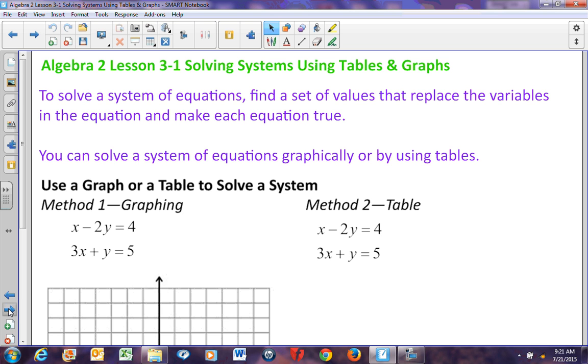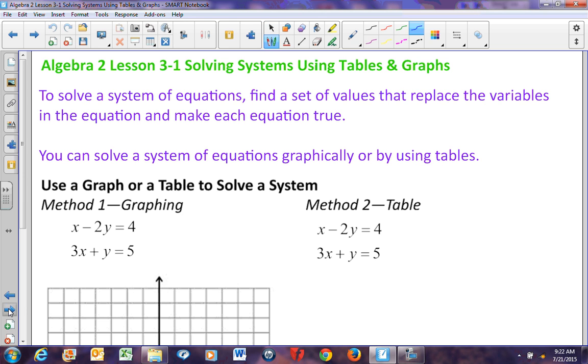Moving on. To solve a system of equations, find a set of values that replace the variables in the equations and make each equation true. One of the ways you can do this is graphically. The second way you can do this is by making a table. I find that graphically is easier in some respects, and making a table is easier in other respects. We're going to do both of them for the same example so that you can see which one you prefer.